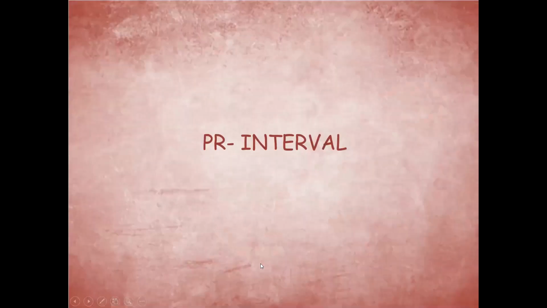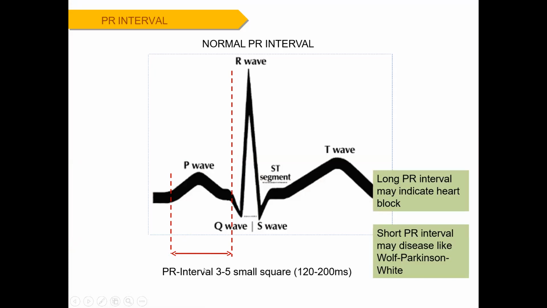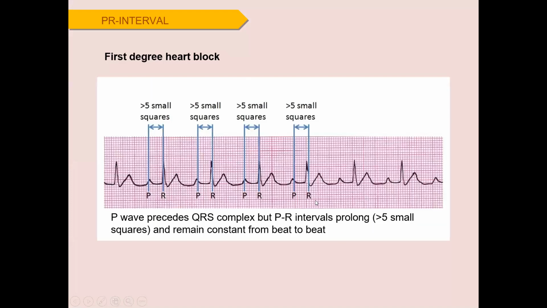For the PR interval, we all know the normal duration is 3 to 5 small squares, 120 to 200 milliseconds. A long PR interval indicates a heart block. A short PR interval is seen in WPW syndrome. Now, first degree AV block is simply when the PR interval is more than 5 small squares. If you look at this PR interval, from the P to the R, it is more than 5 small squares in every beat, but it remains constant. So this is first degree heart block.